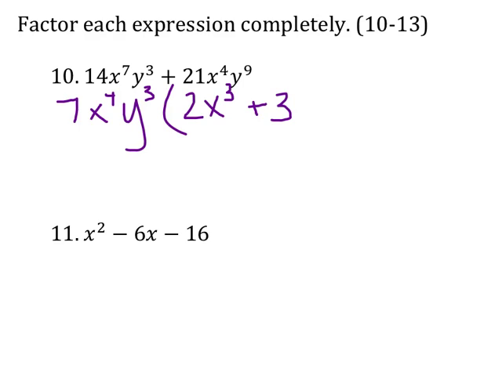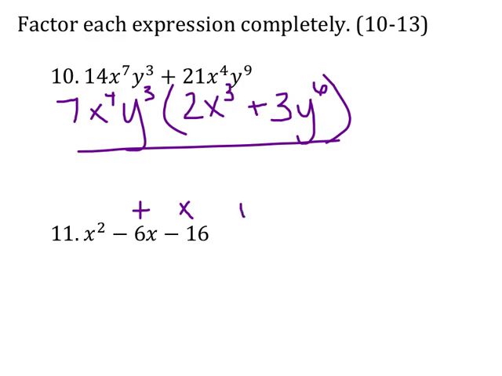Y to the 9th, take out y to the 3rd, and we're left with y to the 6th. And we're done, factoring. You have your GCF, then you have what's left when you divide it out. Here, old-fashioned factoring, what multiplies to be negative 16 but adds to be negative 8.